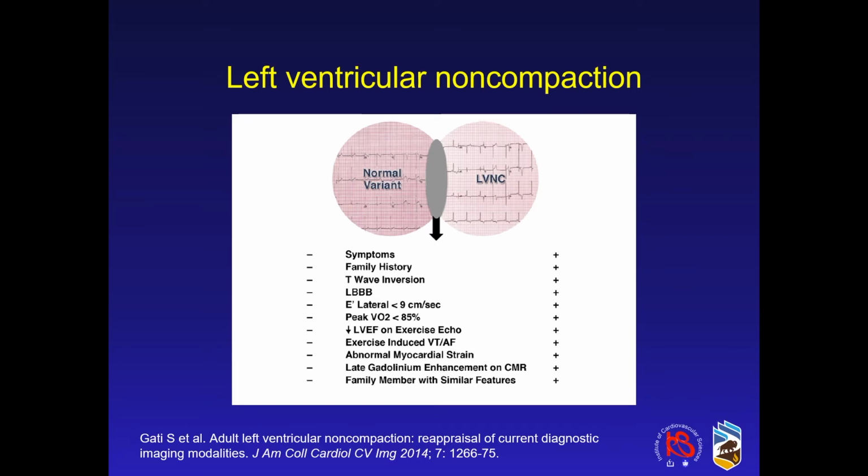On echocardiography, the patient may have a decrease in the lateral E prime less than 9 centimeters per second. There may be a decrease in the EF on exercise echo, as well as abnormal myocardial strain parameters. And finally, in addition to cardiac MRI, if there is evidence of late gadolinium enhancement, this may be suggestive more of LV noncompaction.